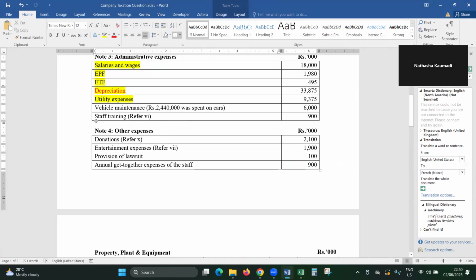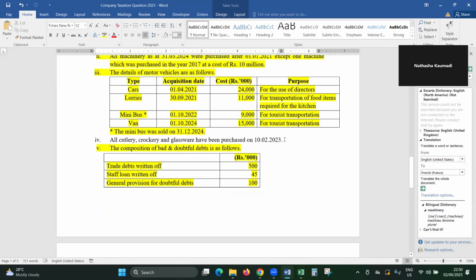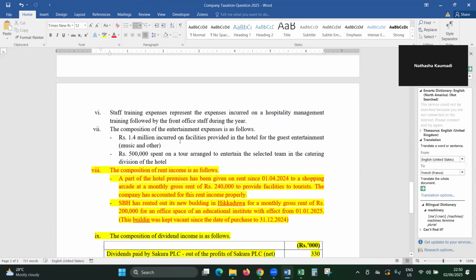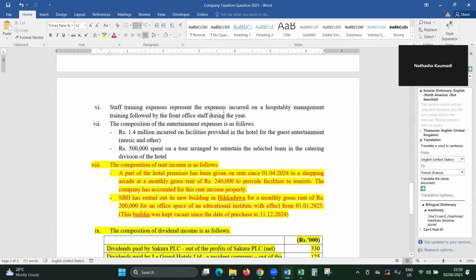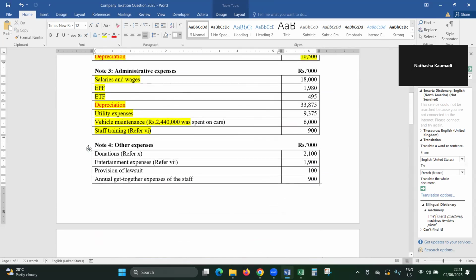That is also done. And then we have staff training. Look at point number 6, staff training. This is also done. Staff training expense represents the expenses incurred on a hospitality management training followed by the front office staff during the year. So this is allowed to deduct. This is specifically connected to the business. Allowed means you can deduct. This has already been deducted from the profit before tax. So no adjustment needed.